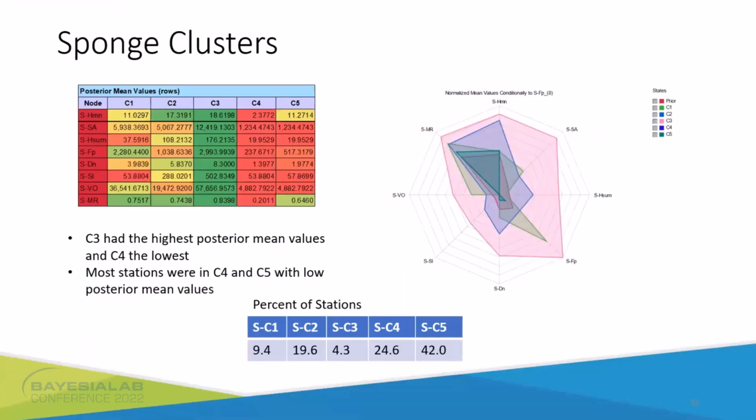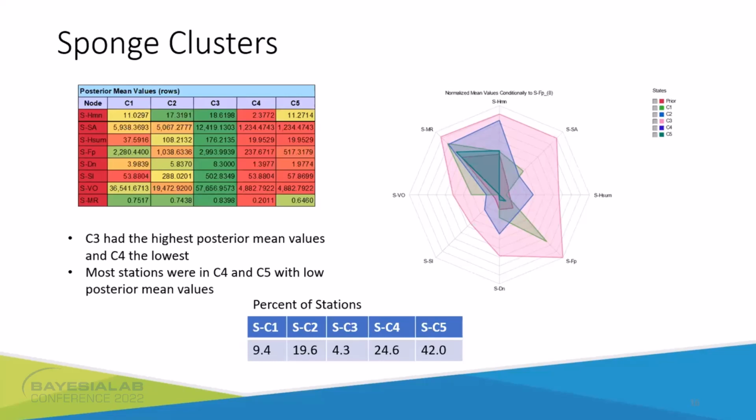We have a few different ways that we use to interpret the sponge clusters. On the left, we have a table representing the posterior means when we condition on each of the cluster states for all the different sponge variables. Green indicates a higher posterior mean value, red indicates a lower, and the row average for that manifest variable is yellow. And on the right, we have a graphical representation of that with a radar plot and normalized values. And for reference, we put the percent of stations that each cluster was associated with at the bottom.